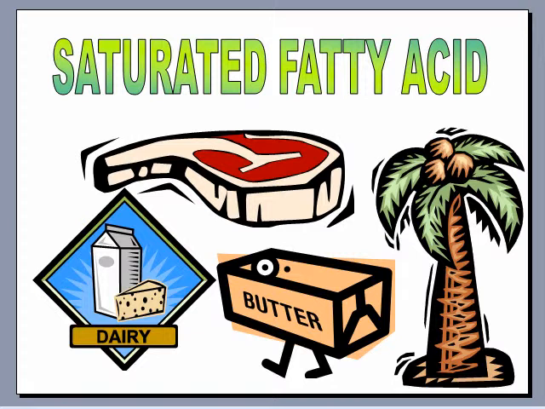Saturated fatty acids can be found mainly in animal products, for example, milk, cheese, butter. Can also be found on visible fat on meat, skin on poultry. We can also find saturated fatty acids in plant products, for example, coconut oil as well as palm oil.